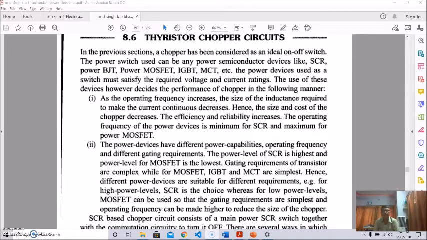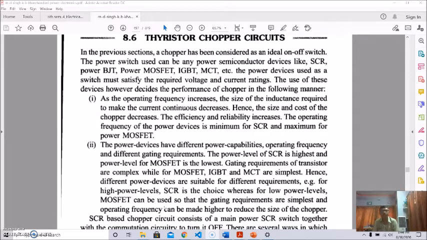DC choppers. So far we have discussed that a chopper is considered as an ideal on-off switch, and the power switch used can be any power semiconductor device like SCR, power BJT, power MOSFET, IGBT, MCT, etc. And the power device used as a switch must satisfy the required voltage and current ratings. And the use of these devices, however, decides the performance of a chopper in this manner.